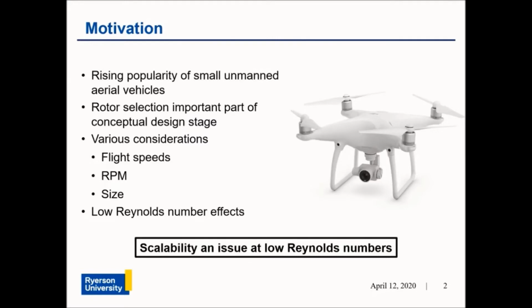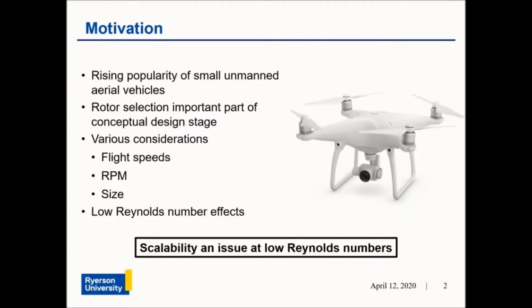One of the main requirements for these vehicles is performance, more specifically efficiency and the ability to use less power in order to stay airborne for a longer period of time, all while remaining as lightweight as possible. And one of the main aspects of the small unmanned aerial vehicle that influences the performance is the rotors. This makes rotor selection and design a very important part of the initial conceptual design stage.